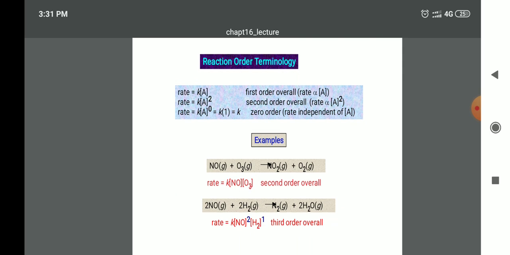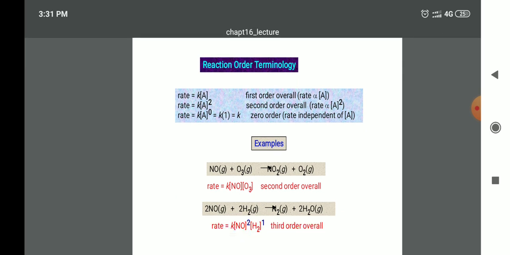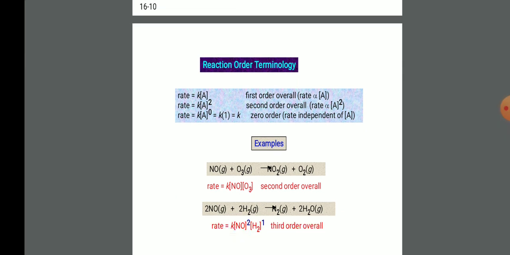Next is the reaction order terminology. There are types: first order reaction, second order reaction, third order reaction and zero order reaction. First one, the rate is equal to k, where k is the rate constant, times the concentration of A. This is the first order reaction. The rate is directly proportional to the concentration of A. Therefore, in a first order reaction only one reactant is involved.